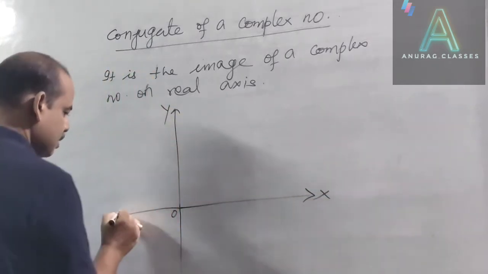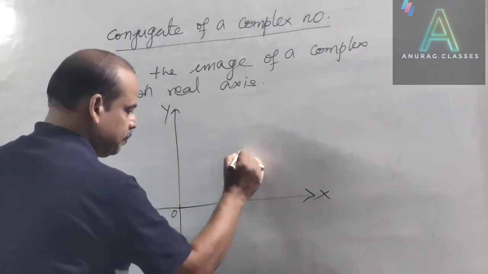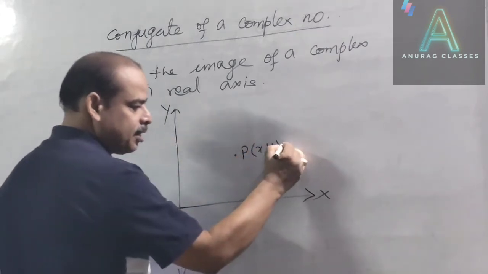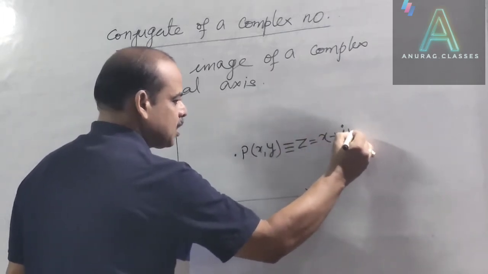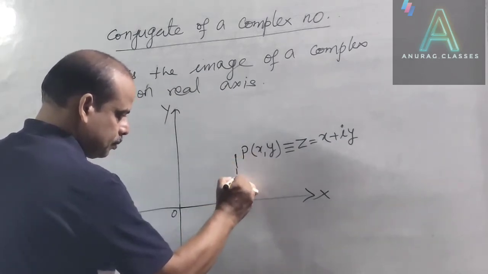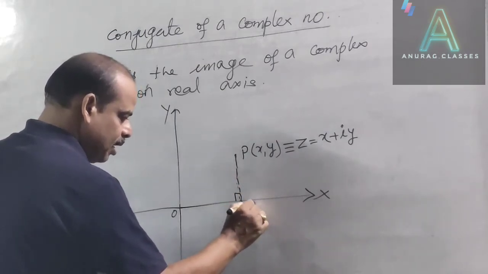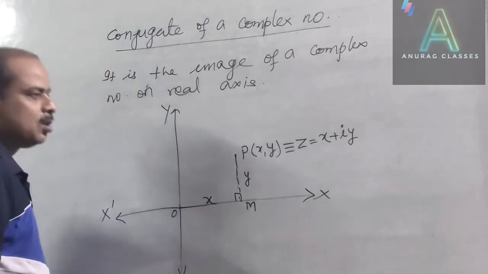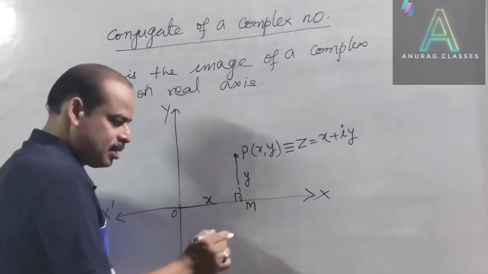X-axis, Y-axis, and suppose this is the point P with coordinates (x, y). In previous classes we have learned that this point is equivalent to the complex number z equal to x plus iota y. If PM is perpendicular, then this distance is x and this one is y. So we have to find the image of this point along the real axis.